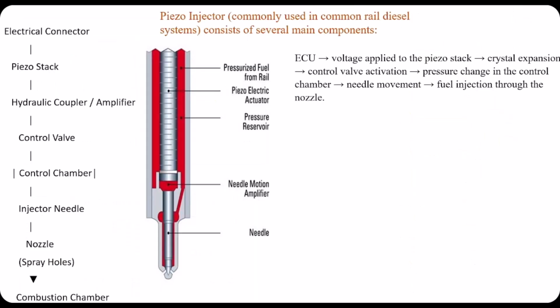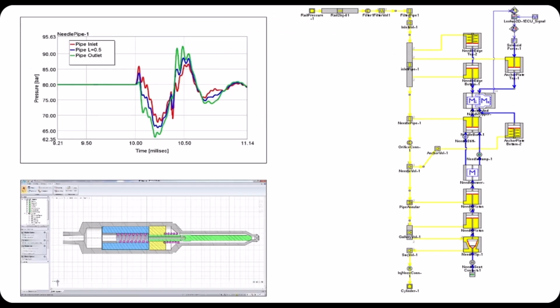Here we have an example from GT Power examples. This example model shows the detailed modeling of a GDI injector. One picture demonstrates a single injection and one demonstrates a split injection, okay?